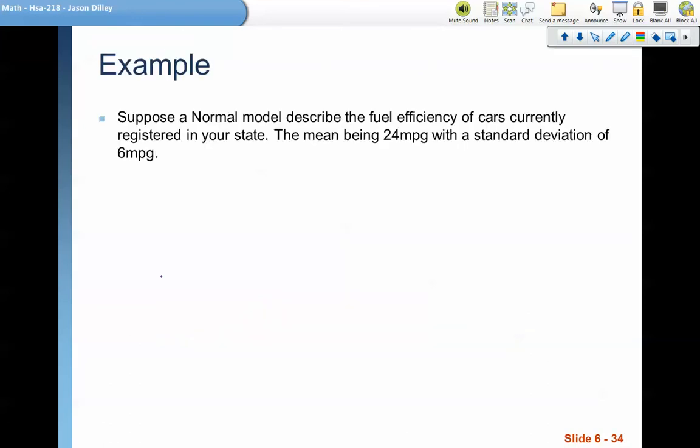So let's do an example here. Okay. So suppose a normal model describes the fuel efficiency of cars currently registered in your state, the mean being 24 with a standard deviation of 6. This, by the way, means we have a normal model of 24, 6, right? Just to recall from last video. What percent of all cars get less than 15 miles per gallon?